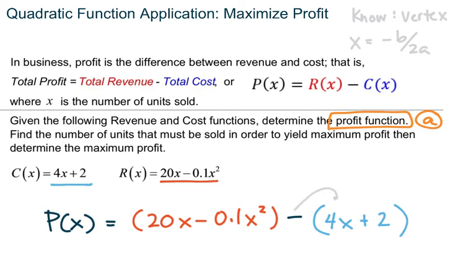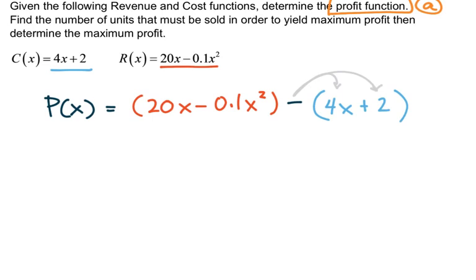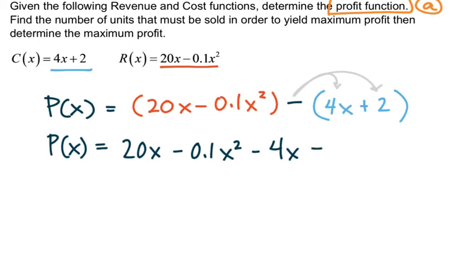Right? And so what that means is that the minus will apply to both of those terms in my cost function. So profit equals revenue minus cost. That is P of X equals 20X minus 0.1X squared minus 4X minus 2. Forgetting to distribute that negative and having the minus 2, I would expect a lot of students to make that mistake and write a plus 2 here.